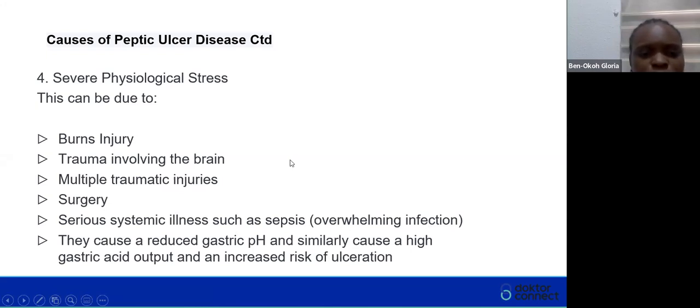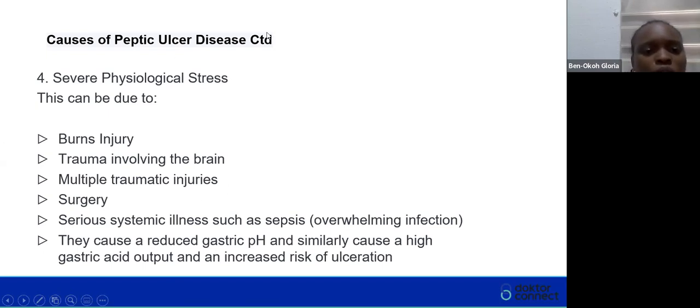And how does this happen? All these different things I've mentioned reduce the gastric pH. Gastric just means stomach. For those of us who were in science classes, remember I said acid: acid just means that the pH is low. So the pH becomes even lower, which means acid production is increased. It causes high stomach acid production and increases the risk of ulceration.